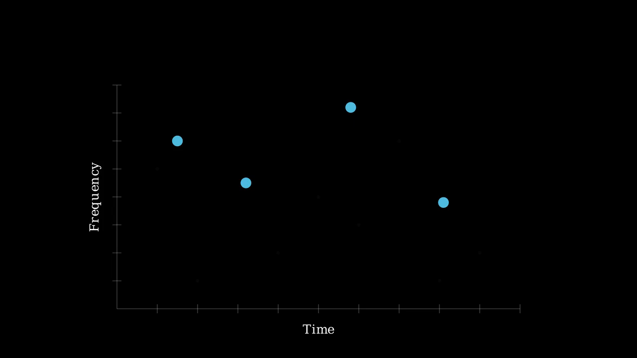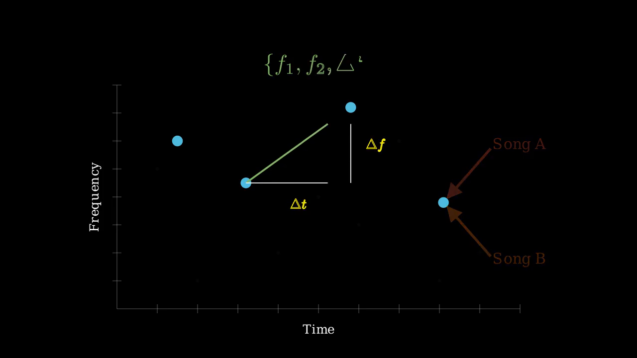However, a single point isn't enough to identify a song, because many songs might share a similar peak at a specific frequency. To create a truly unique identifier, the system looks at pairs of points and the specific time interval between them. This relationship between two frequencies and their distance in time is what forms the basis of an audio fingerprint.